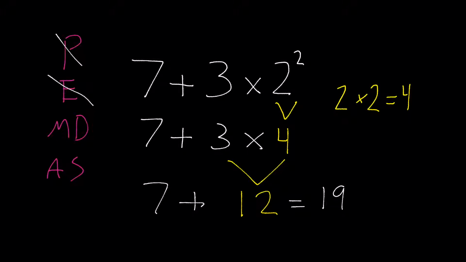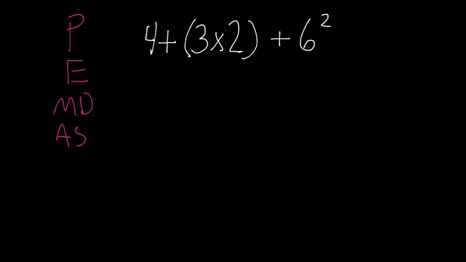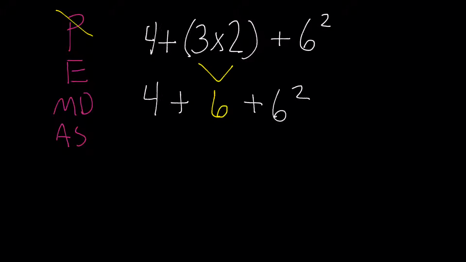Let's try another one. For this example now, we have 4 plus parentheses 3 times 2 and parentheses plus 6 to the second power. Well, just like all of our other examples, look at our order of operations. Do we have any parentheses? Yes. So start by taking care of our parentheses. What is 3 times 2? It is 6. Now rewrite everything that we haven't used yet. And we do not have any more parentheses, so parentheses are done.